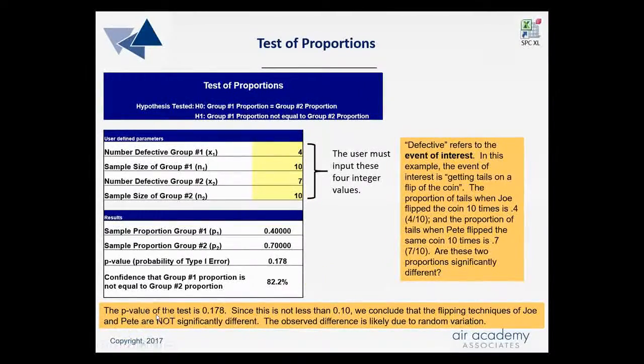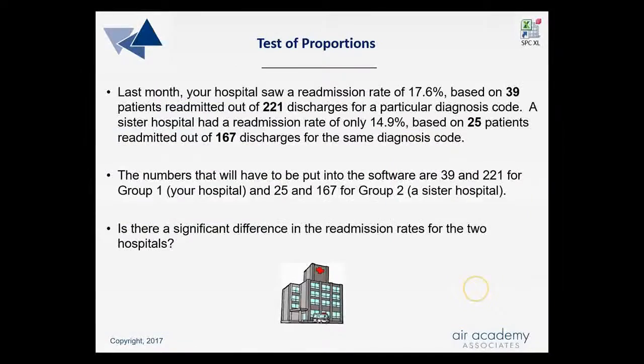The p-value of this test is 0.178, as you can see right there. And this is not less than 0.10, so we conclude that the flipping techniques of Joe and Pete are not significantly different. The observed difference is more than likely due to random variation. Now, let's take an example where we do go to the software and put these numbers in.